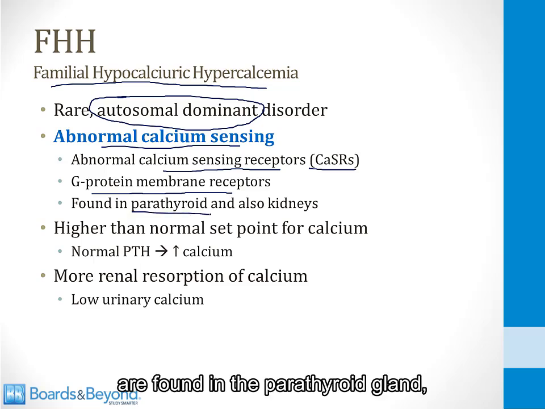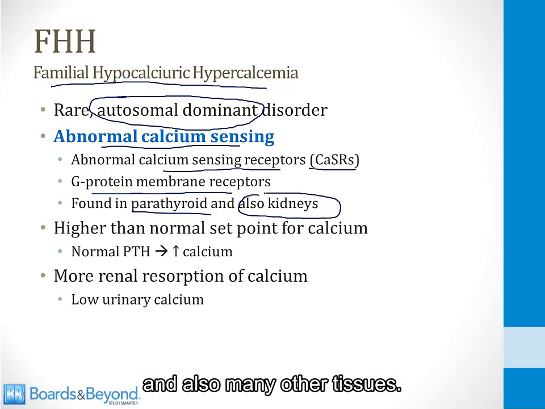CASRs are found in the parathyroid gland, but you should also know that they are found in the kidneys and also many other tissues.